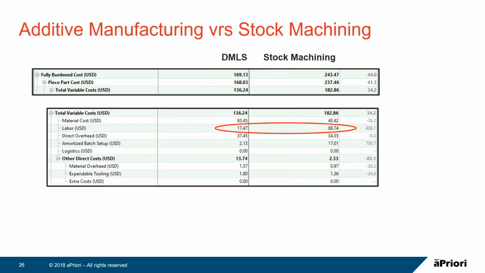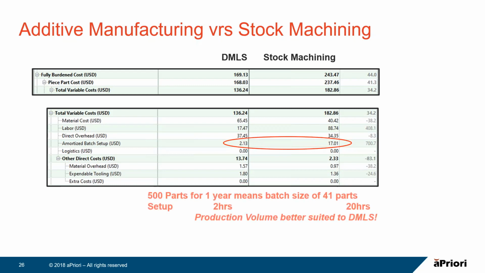Other large contributors to cost here is in the labor. So with DMLS, we have 45 minutes of labor time, and then within stock machining, we have 3.5 hours of labor time. And then our amortized batch setup, $2.13 for DMLS, and it's a 700% increase in machining.